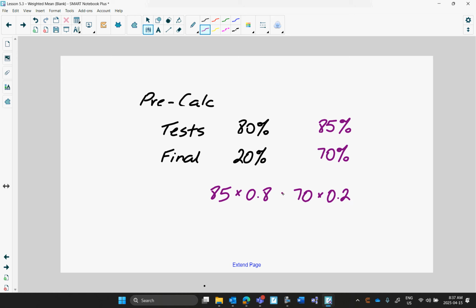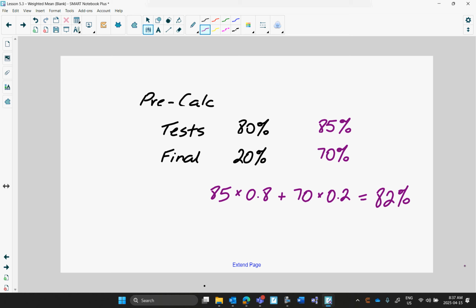So you add those together to get your final mark. Now we would have to divide by the sum of the weights in decimal form, but that's going to be 1, so I don't have to do that. So when you add these two together, 68 and 14, you get a final mark of 82%. Okay? That's how you would calculate your final mark.